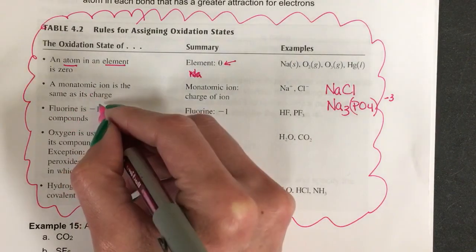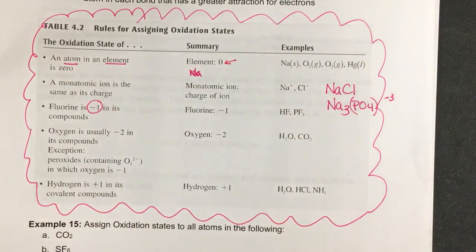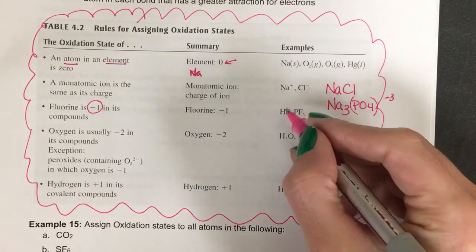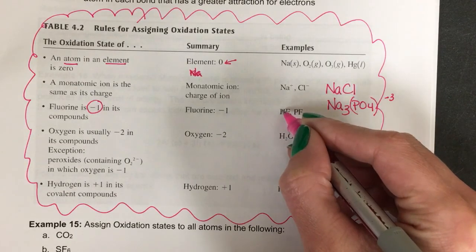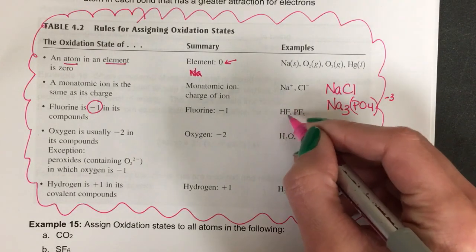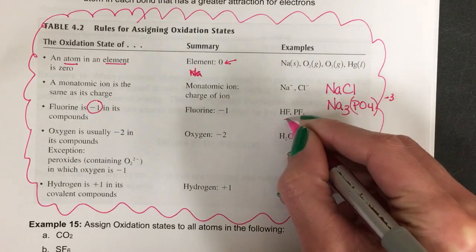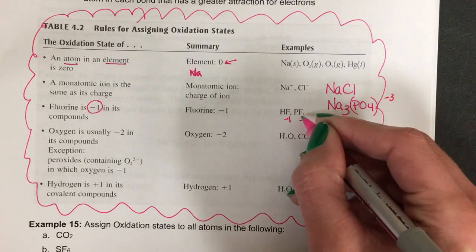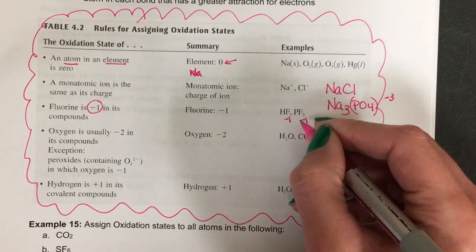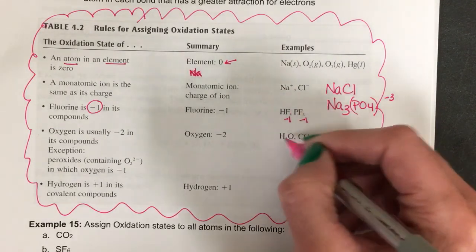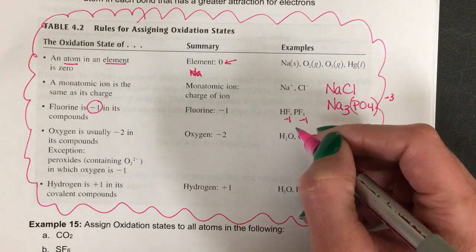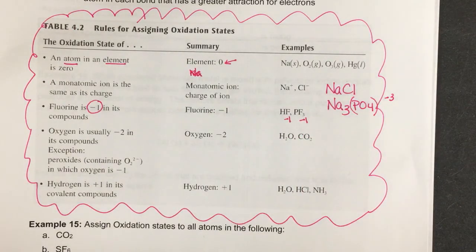Fluorine is always -1. It doesn't matter whether it's in an ionic compound or a covalent compound. Fluorine is the biggest electron bully there is, and so he always has a -1 charge, period. So in this case, HF, hydrogen's going to be a +1, fluorine's going to be a -1. PF3, fluorine's still a -1. Because I have 3 of them, phosphorus would have to be a +3. My charges in the entire compound, just like an ionic compound, have to cancel out. Okay?